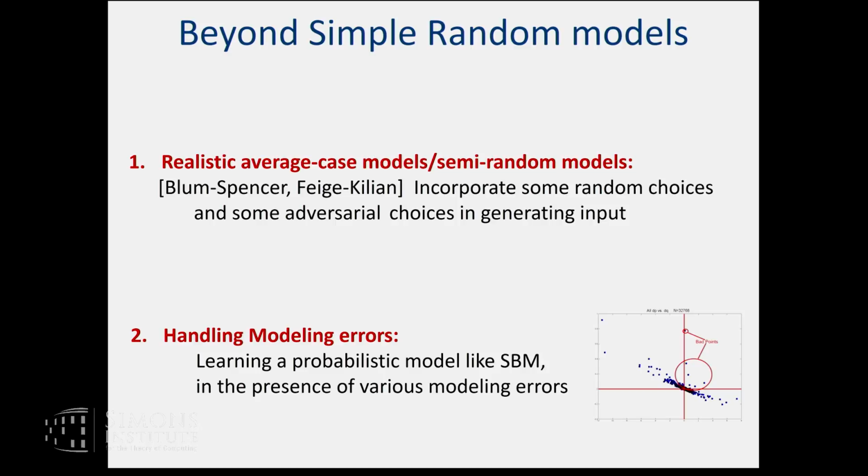Okay, so I'll do this in this talk in two different ways. First, I'll talk about different average case models, like semi-random models, that started with this work by Feige and Kilian. And we'll talk about how you can incorporate different kinds of adversarial choices into your model and how you can make them more and more general. Here, the focus will mainly be on approximating the objective. And in the second part of the talk, I'll talk about how you can handle different kinds of modeling error. You can assume that your graph is drawn from a stochastic block model, but with noise. So you have various kinds of modeling error, and I'll show how you can recover the communities up to good accuracy in that case.